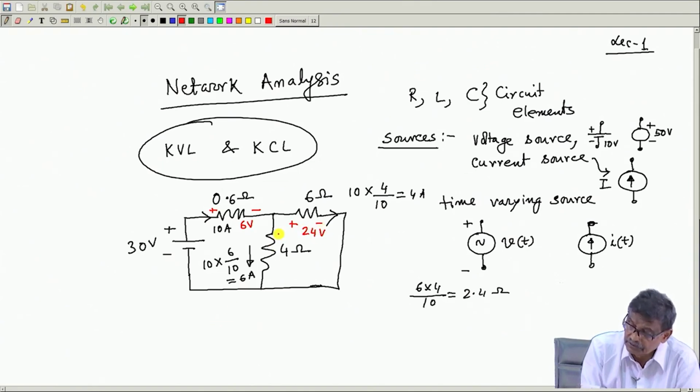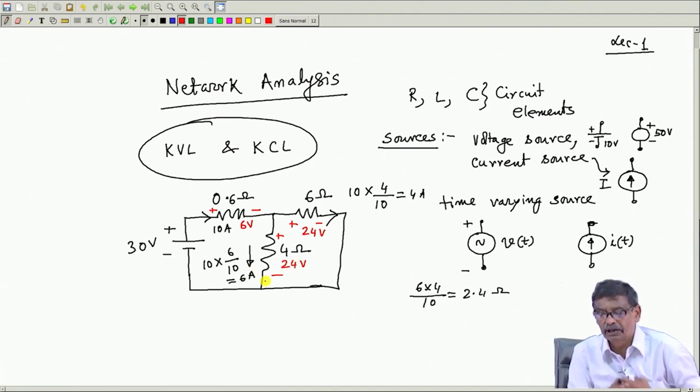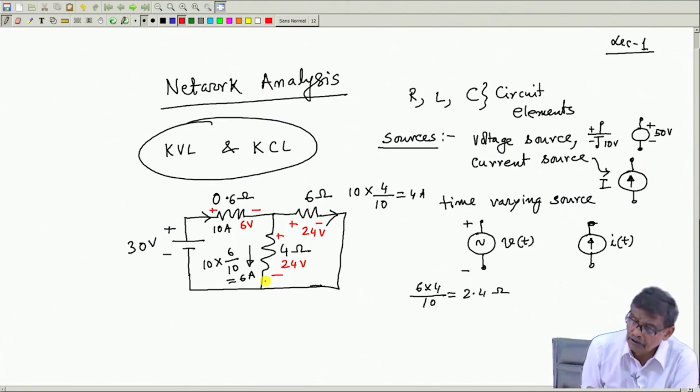Similarly, the voltage drop in this branch will be 4 ohm and 6 ampere is flowing. This is also 24 volt. This will be the situation. So, I have solved the circuit. Now, first of all, Kirchhoff's current law, let me see whether it is satisfied.